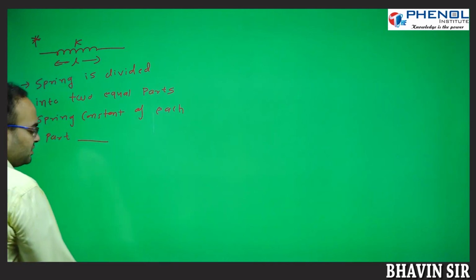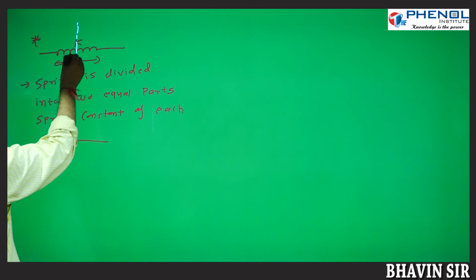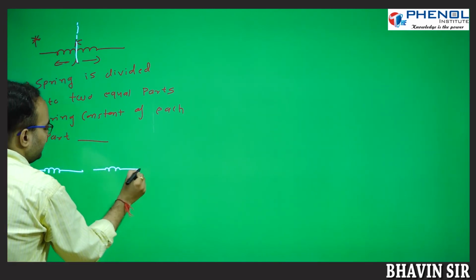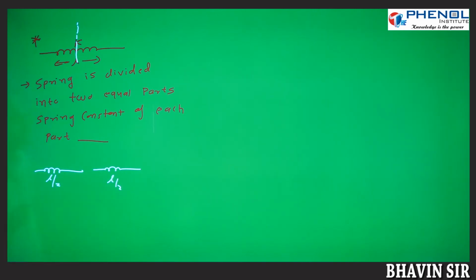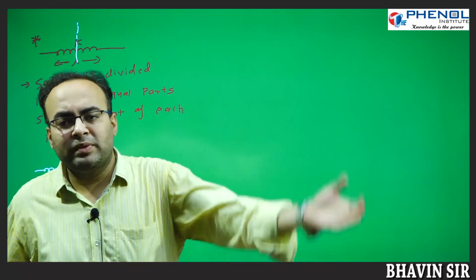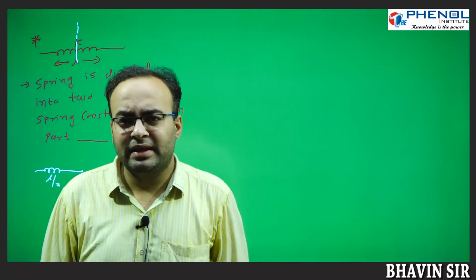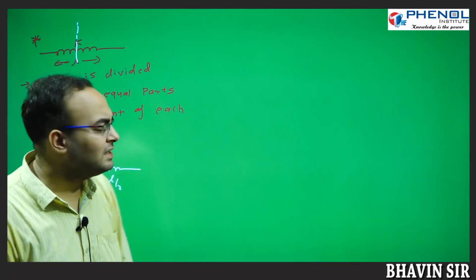See students, this spring is divided into two equal parts. Suppose here the length is L by 2, and here the length is L by 2. Why? Because the spring is divided into two equal parts. Later we can do unequal parts, but first equal parts.